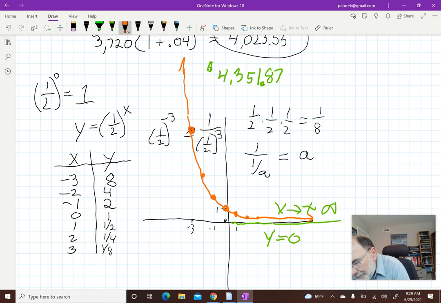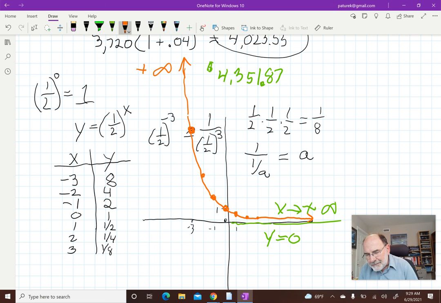Now, where did this thing come from? Well, it came from positive infinity for ever more negative values of x, because we are dividing by an ever smaller number as x goes from -1 to -2 to -3 and so forth.